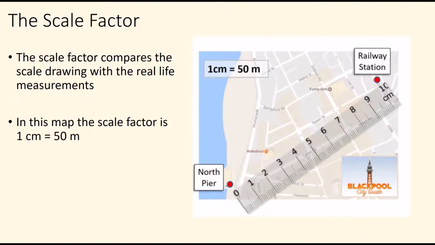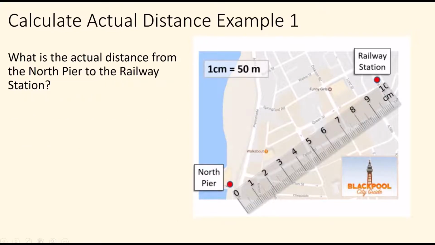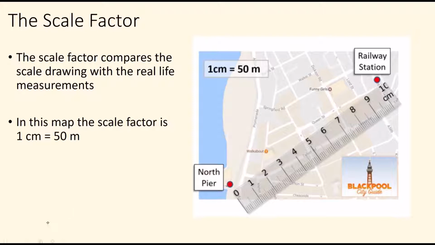So let's talk about the scale factor. You might remember this from a starter that we did not so long ago. We'll go through this one because it goes over some of the basics that we need. So on this map of Blackpool, the scale factor is where it says 1 centimetre equals 50 metres. So it's here. So what it really means is that 1 centimetre represents 50 metres.